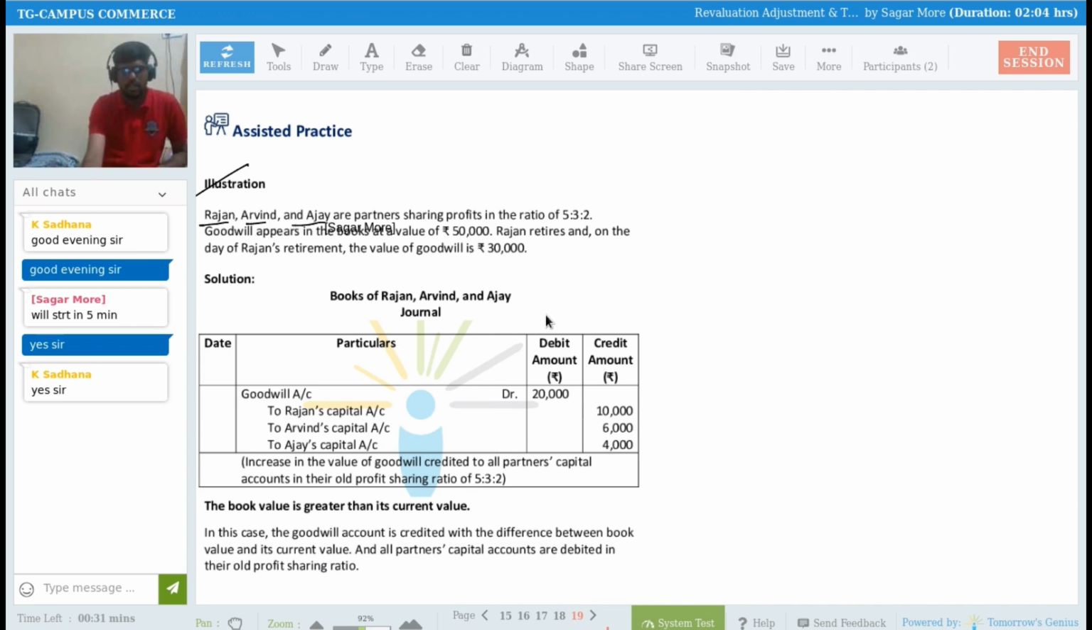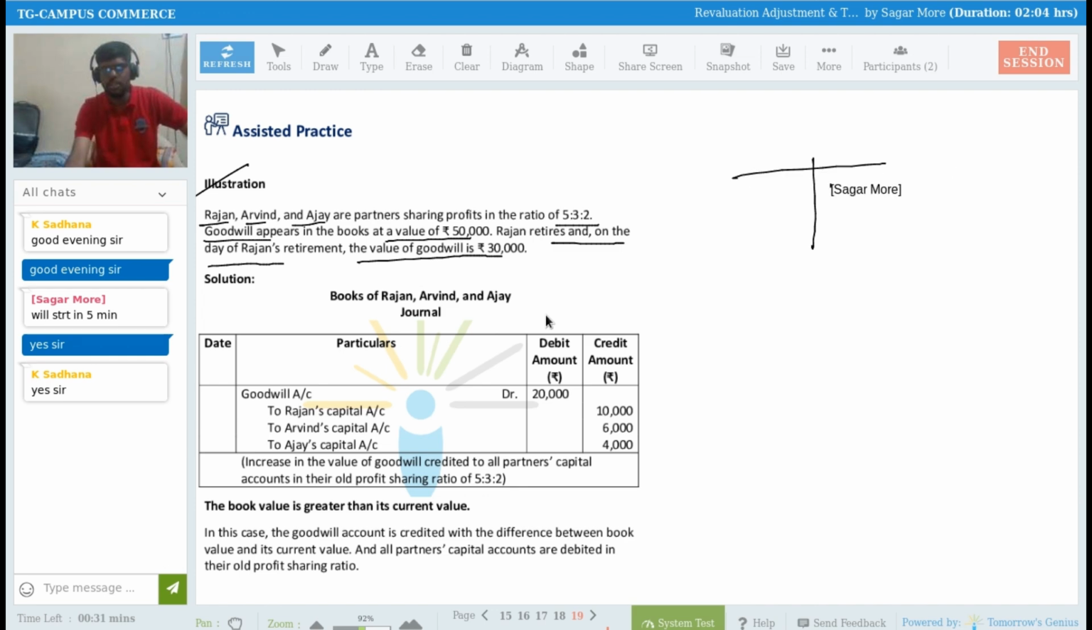Rajan, Arvind and Ajay are partners sharing the profits in the ratio of 5:3:2. Goodwill appears in the books at a value of rupees 50,000. Rajan retires, and on the day of Rajan's retirement, the value of goodwill is 30,000 rupees. Sir, in the balance sheet, goodwill is already given to you. How much? 30,000 rupees.